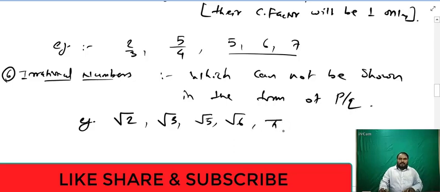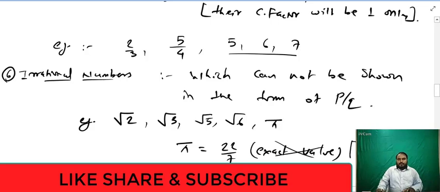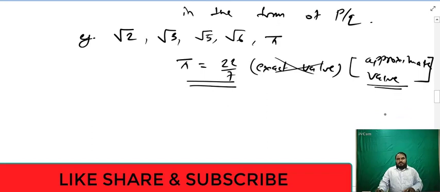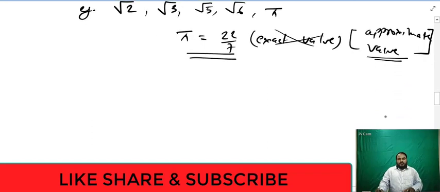Pi is also an irrational number because the value of pi which we generally take is 22 by 7. It is not an exact value. That is the approximated value, which we take for easier calculation. So these are all for irrational numbers.